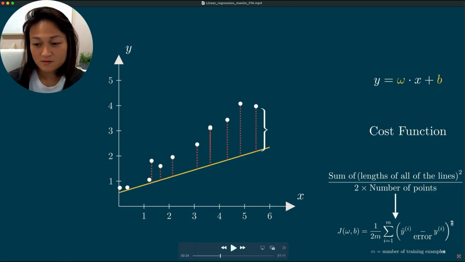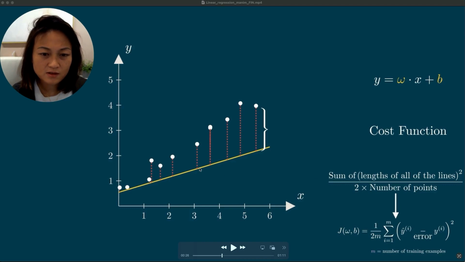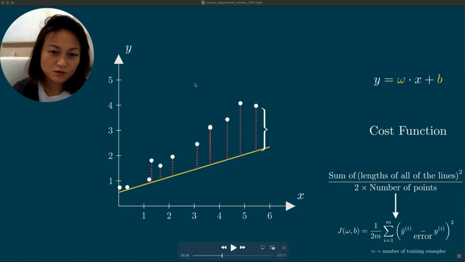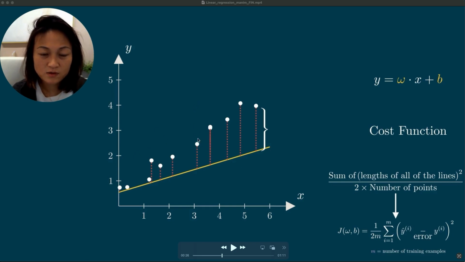So we square that. We square it because, as you can see, y hat minus y would result in a negative number, whereas if the w is too steep, so it's above the dots, y hat minus y would be a positive number. And we don't want the errors canceling each other out. We want them to just add up. It doesn't matter if it's positive or negative. A line is a line, an error is an error. So that's why we square it, to get rid of those negatives. All the errors sum up as opposed to canceling each other out.